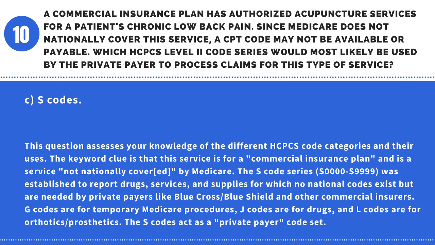G codes are for temporary Medicare procedures, J codes are for drugs, and L codes are for orthotics/prosthetics. The S codes act as a private payer code set.